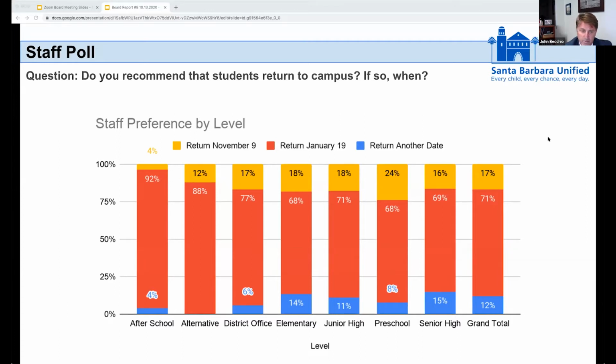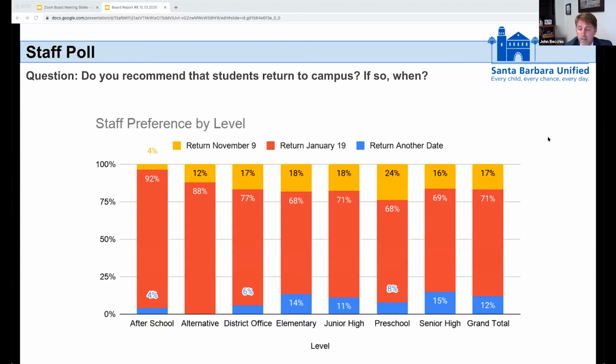from staff. As you can see, our staff showed a strong preference for returning on January 19th over the November 9th return. Overall, 17% of our staff recommend that we return November 9th and 71% January 19th. 12% recommended that students return another date. And, as Superintendent Maldonado mentioned earlier in the presentation, there's a story behind each data point.